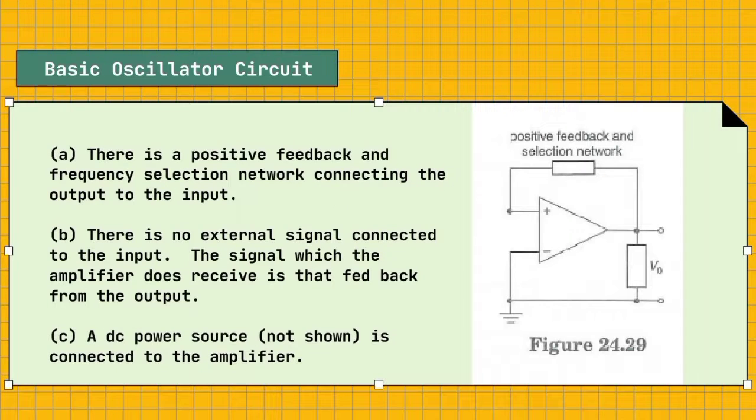This figure shows the circuit for the basic op-amp oscillator. Notice that there is a positive feedback and frequency selection network connecting the output to the input, and there is no external signal connected to the input. The signal which the amplifier does receive is that fed back from the output. And a DC power source, which is not shown in this figure, is connected to the amplifier.